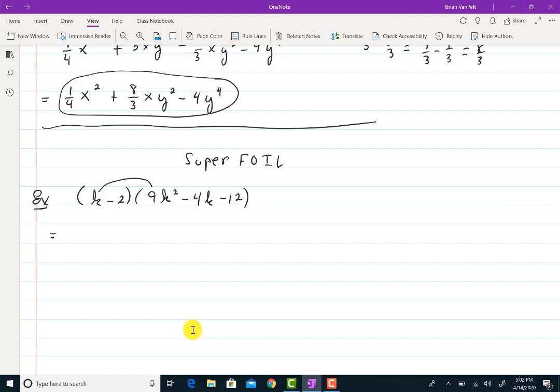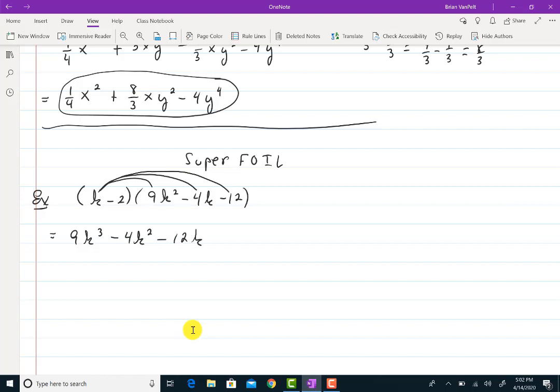That'll be 9k to the 3rd. But then I'll take it and do it. There's no acronym letter for this one. It's something like in the middle. Maybe these are all like inner terms or something like that. But then I go k times negative 4k will give me negative 4k squared. And then I'll do k times negative 12 will give me negative 12k.